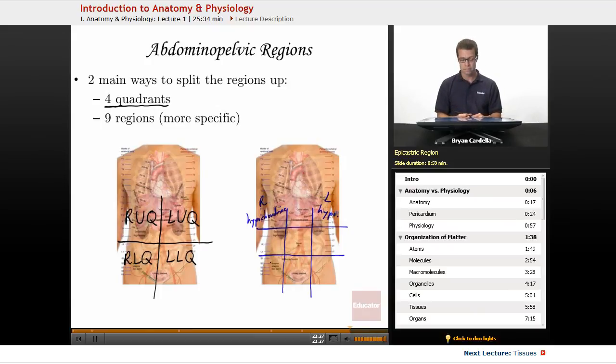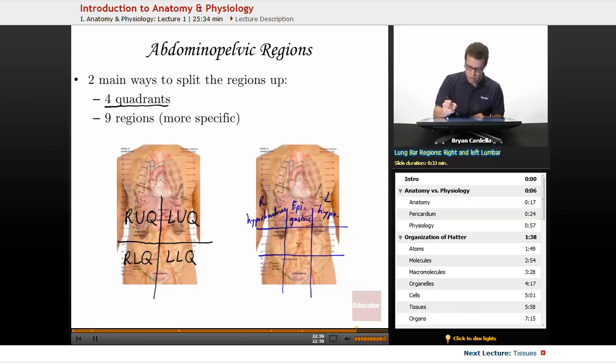So on the other side, left hypochondriac region. And you can see that the liver, not much of it's located over here, but you do have a portion of the stomach, a little bit of the pancreas, and a part of the left kidney. Central right here, or medial to those regions, you would say that this is the epigastric region, which pretty much means over the stomach, or above the stomach. So that's the epigastric region.